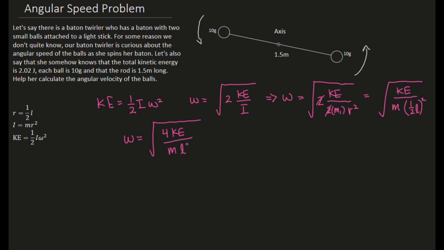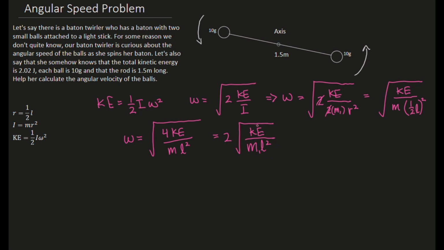And I can simplify this even further by taking out that 4, since 4 is a perfect square. So our angular velocity becomes 2 times the square root of my kinetic energy over the mass times the length squared. So now I'm given my kinetic energy, I know the mass of each of the balls, and again this is just the mass of one ball, and I know the length of my rod, so I can actually calculate everything here.